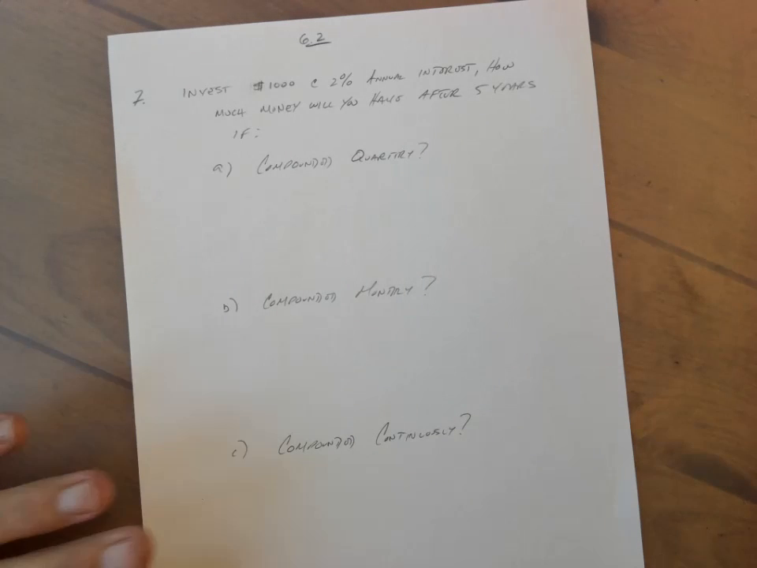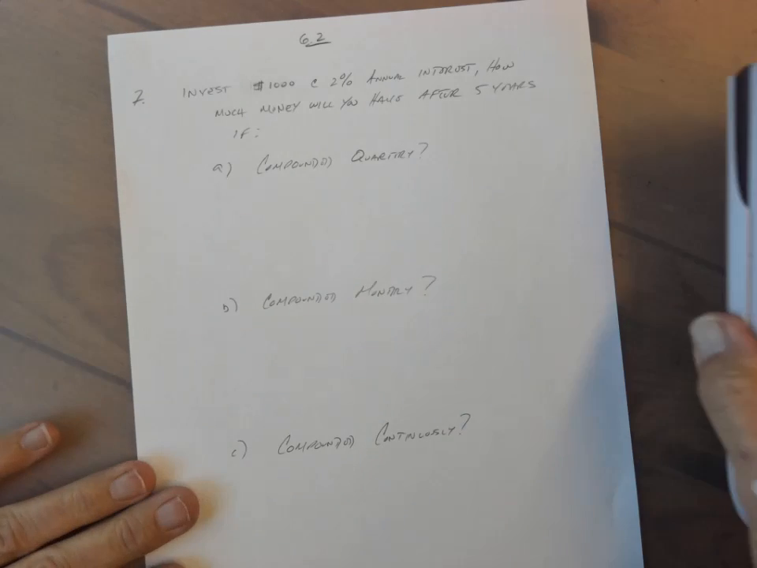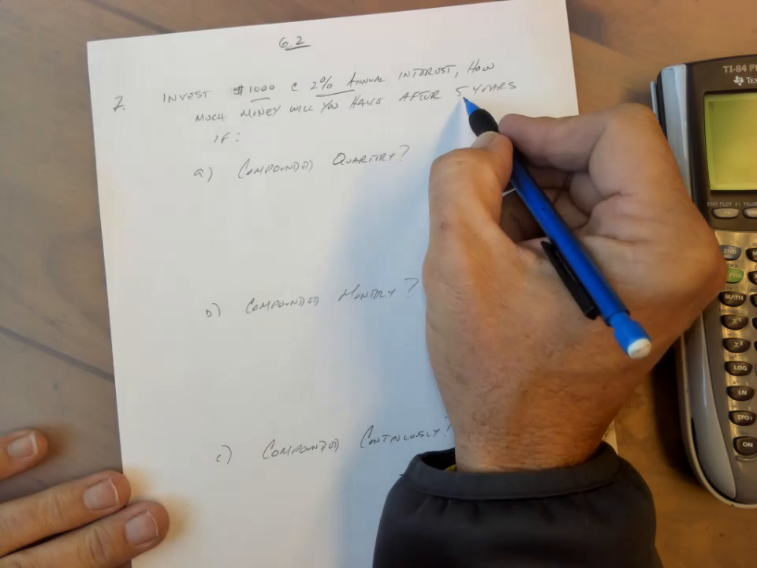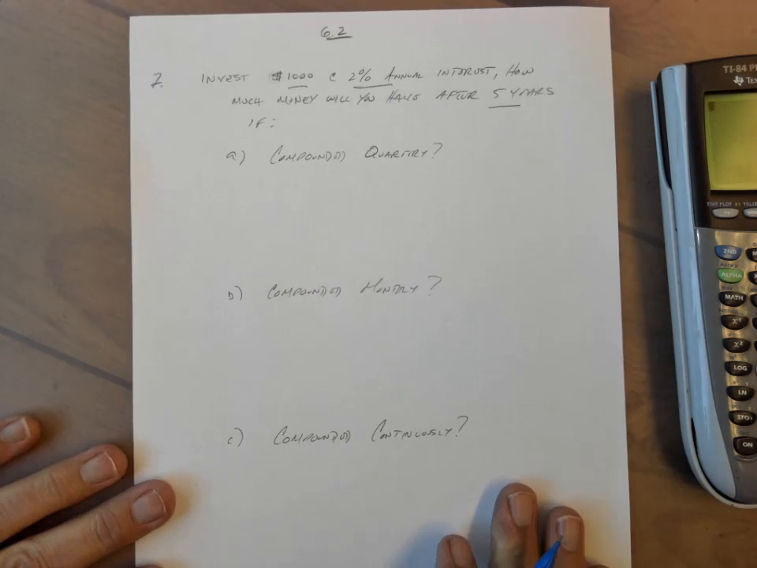Okay, we're gonna pick this one up where the previous video froze. So we're investing $1,000 at 2% annual interest, and we want to know how much money we have after 5 years, compounding it a different number of times.